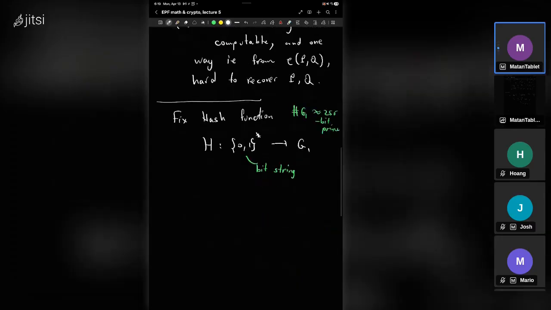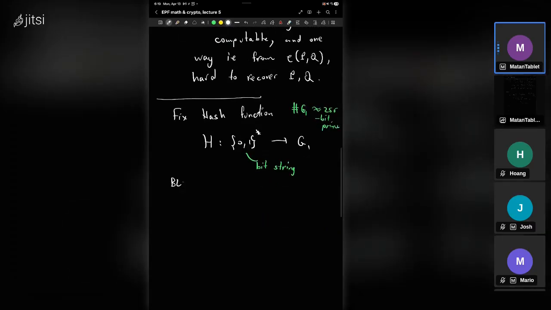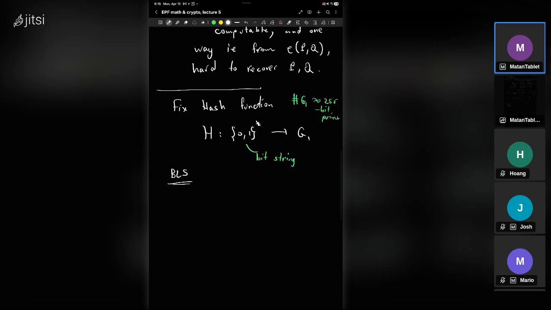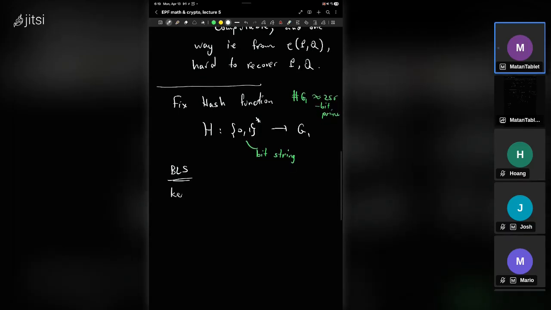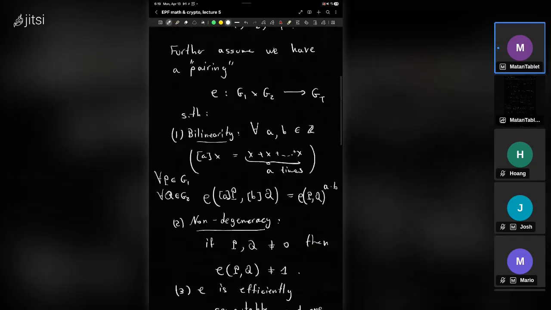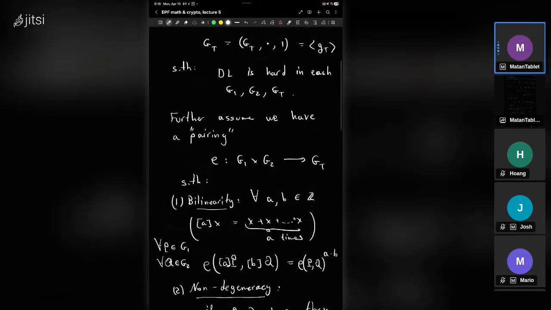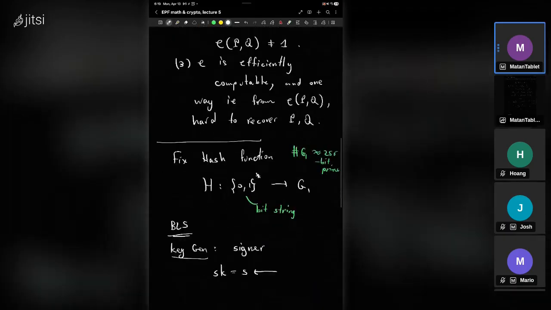And now the BLS scheme, as all schemes, it has a key generation, and that is the signer. It chooses a secret key out of, so let's say, for convenience, let's say the G1 and G2 and GT are of size r. Okay.